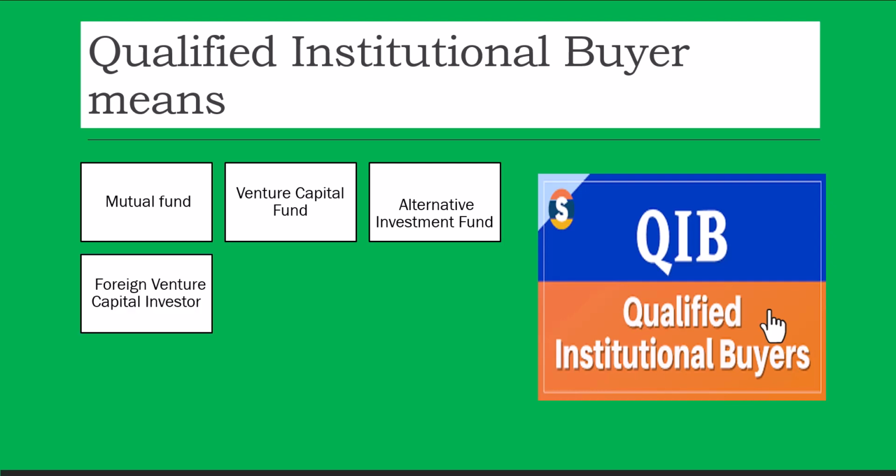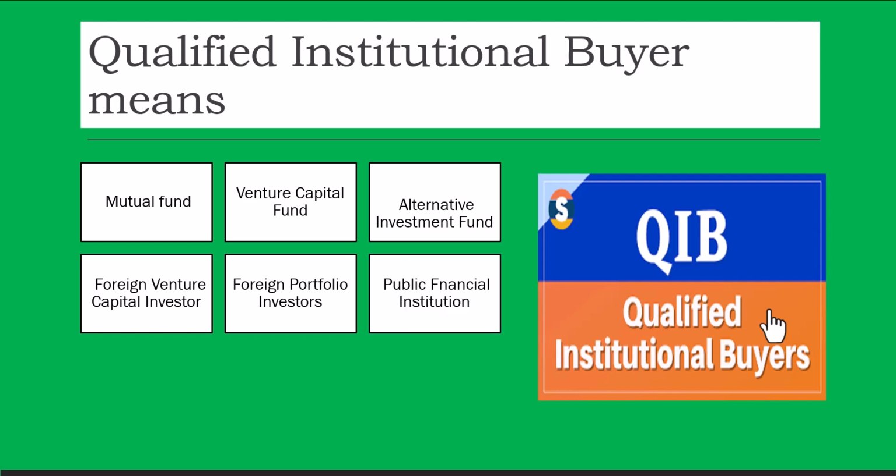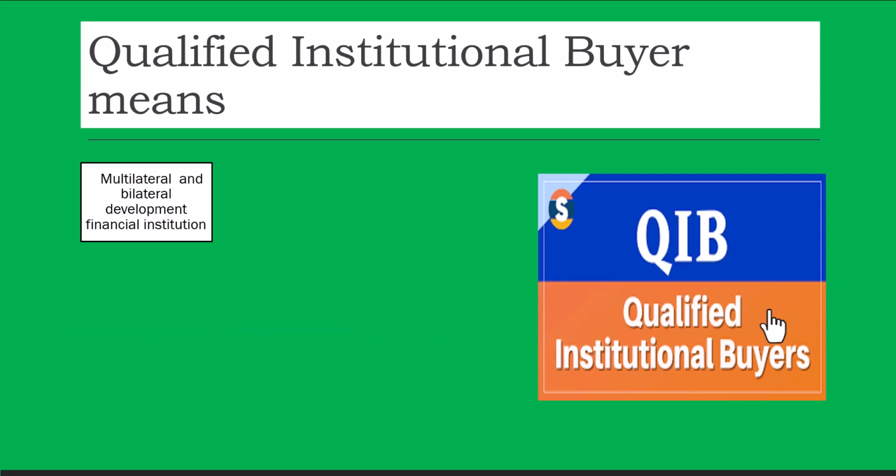Then foreign venture capital investors. So these are QIBs. Foreign portfolio investors, they are eligible and called QIBs. Public financial institutions. Then commercial banks, scheduled commercial banks. If they do it, they are qualified as QIBs. So that is how many so far? 7. Then multilateral and bilateral development financial institutions, like the World Bank and others.